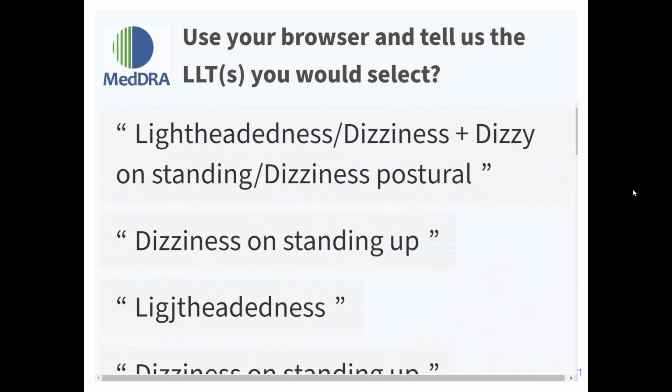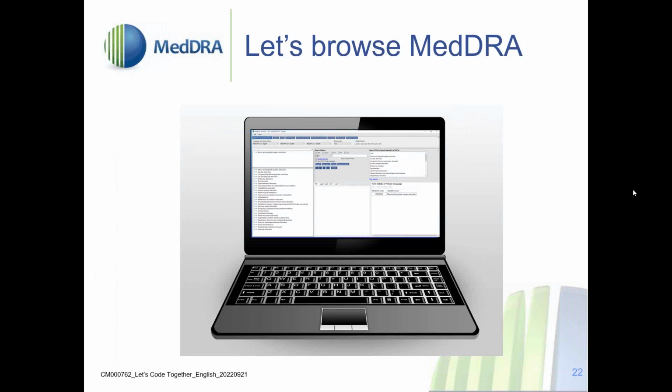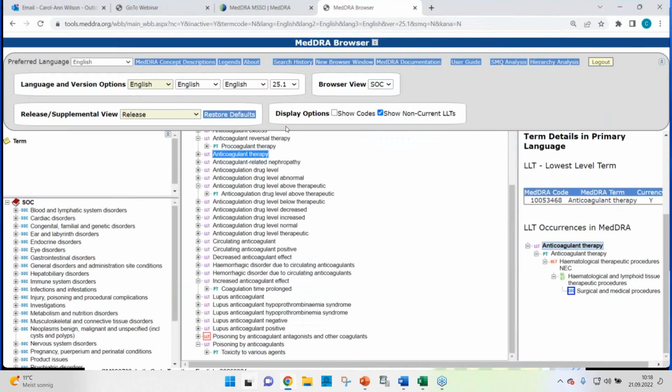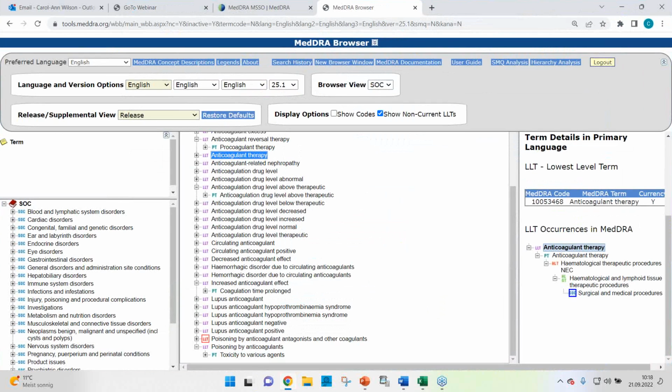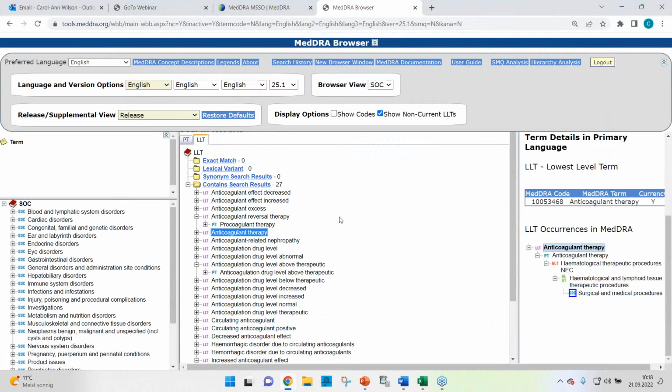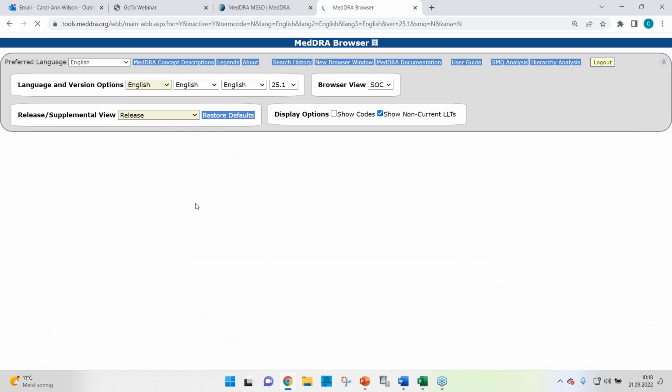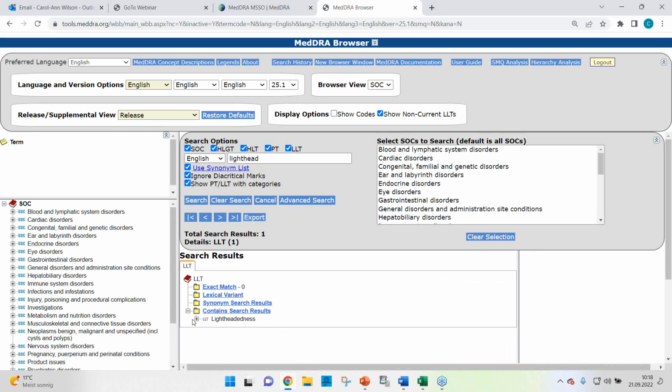So let me close this again. Thank you for joining. And switch to the browser again. So if I enter lightheadedness, and many of you did so, always use word stems. Here we are, lightheadedness. And it's grouped under dizziness.